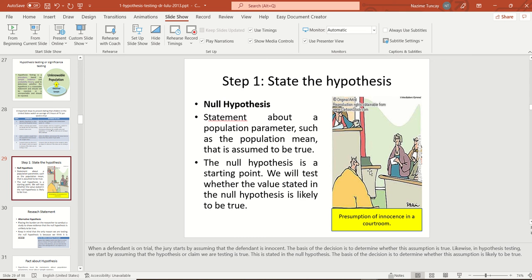There's an example here that everyone is accepted as innocent at the beginning. So H0 is that there is no difference. This is just a joke here. Everyone is accepted as innocent, and we have to prove that he has done a crime or robbery. So H0 is indifference. There is no difference.